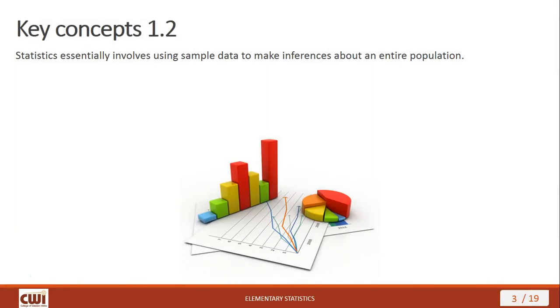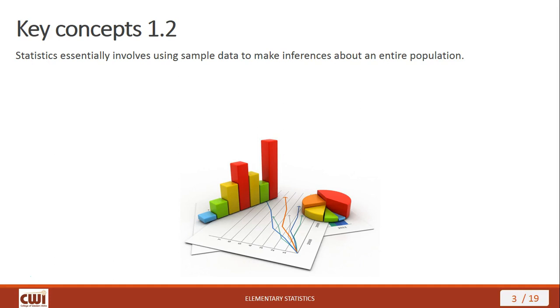So as was noted in the prior lecture, statistics essentially involves using sample data to make inferences about an entire population. We don't want to get data from every member of the population. What we want to do is get data from just a portion of the population, and that portion is what we call a sample. This is more effective from a time perspective, from a money perspective, and also from a manpower perspective. So that's how we're going to proceed.